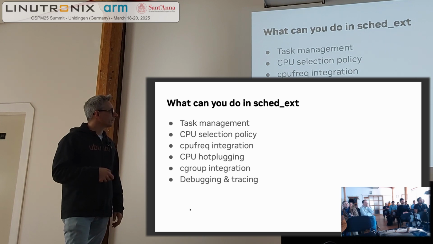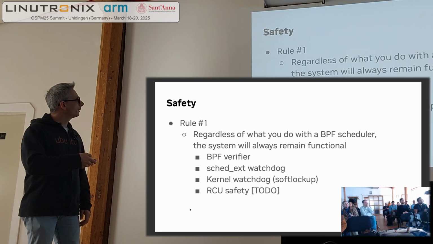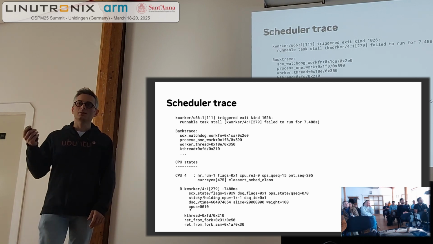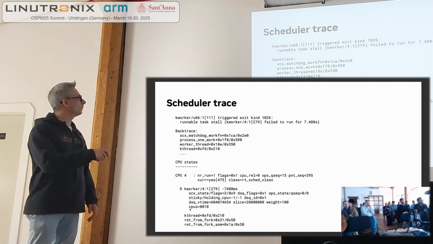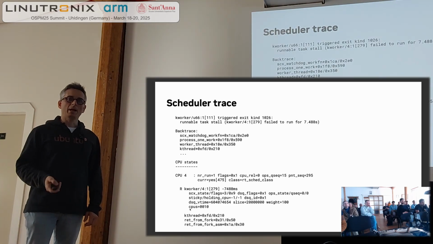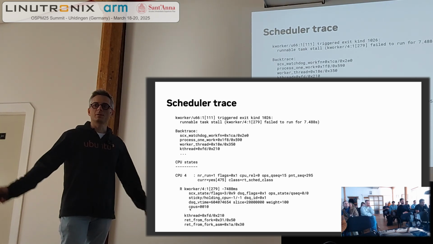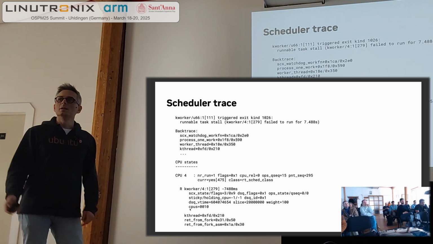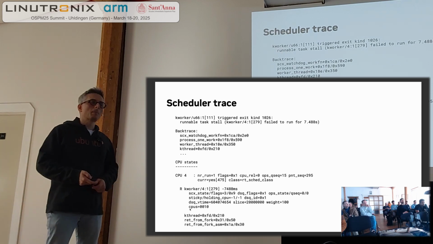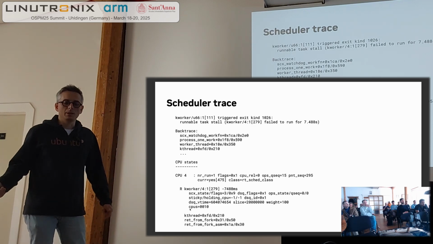We started adding more debugging and tracing. In terms of debugging and tracing, when you hit an error with the scheduler, you would get a trace like this. Especially when you do something really bad, let's say you have a deadlock in your scheduler, or starvation, or any kind of bug. If you have a bug that the verifier can catch, like a null pointer dereference or a memory issue, the scheduler won't be loaded.